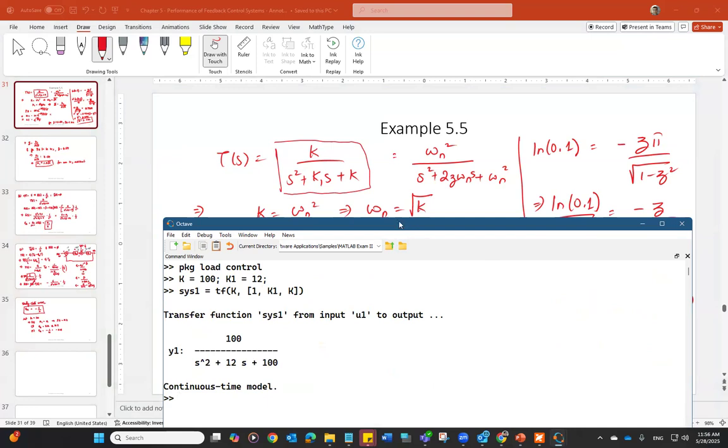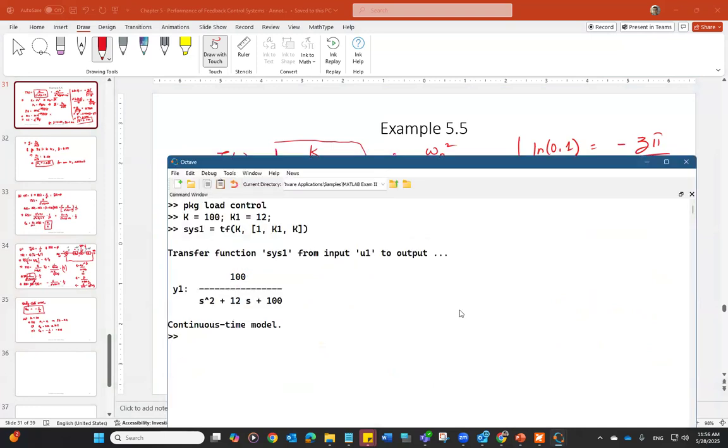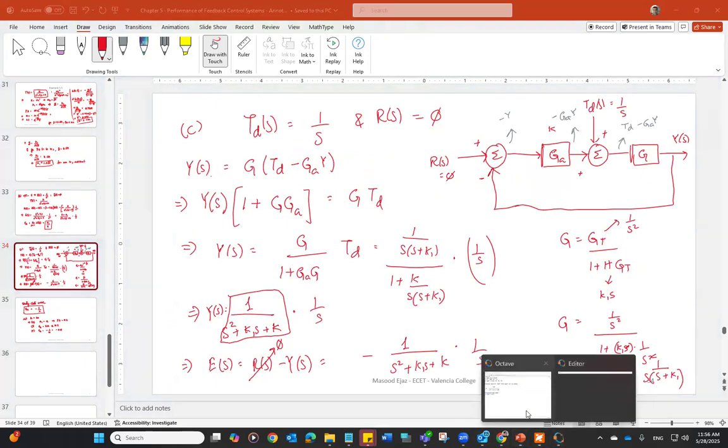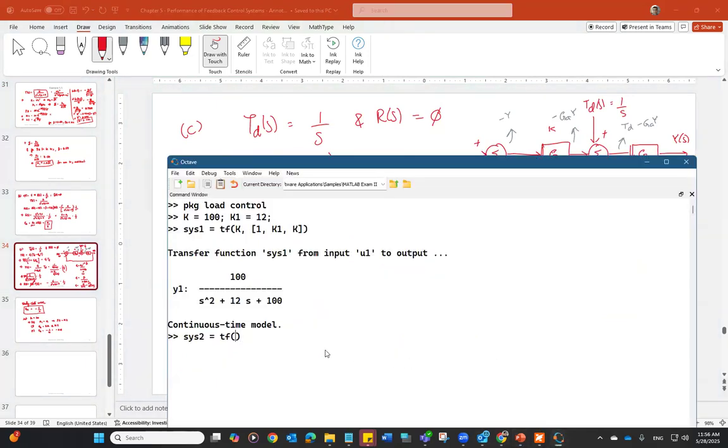So this is my transfer function. And let's do system 2, which is the transfer function of my disturbance, which is 1 over S squared plus K1 S plus K. So let's go back. My numerator is 1 and the denominator is the same, S squared plus K1 S plus K. So that's my next transfer function.